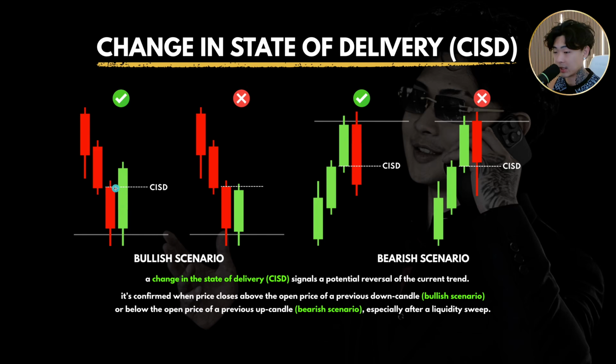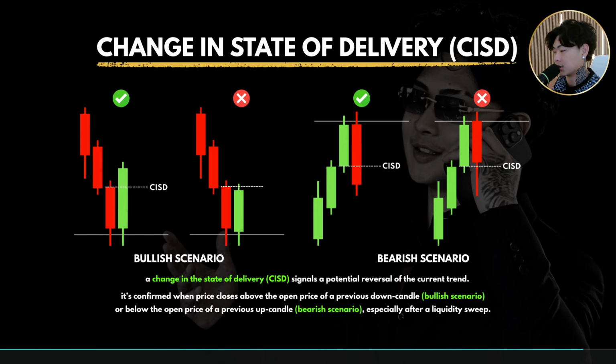You should have studied this by now and have a good understanding, and it's because we're about to apply it in a lot of different ways. So changing the state of delivery right there, and then it's below the open price of a previous up candle in a bearish scenario. So you can see right there, changing the state of delivery. We close past the open price of that bullish candle, and a nuance after we swept liquidity.